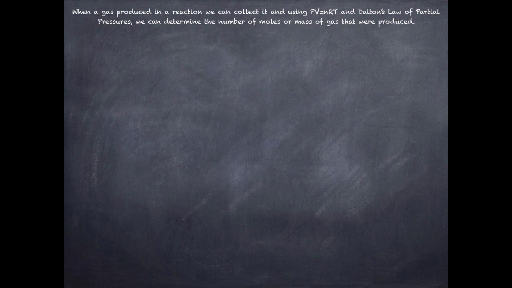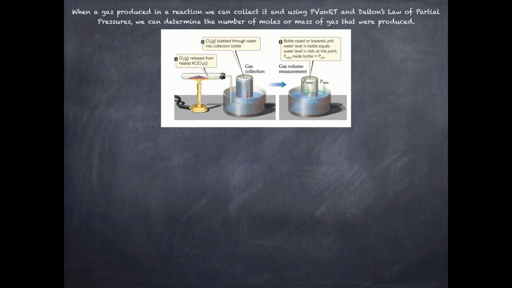So when a gas is produced, if we're able to collect it, which we're going to be able to in this lab, if we use the ideal gas law and Dalton's law of partial pressures, which I'll explain in a second why we need to use, we can actually determine the number of moles or the mass of the gas that's produced. So let me explain this process of collecting a gas over water with an example.